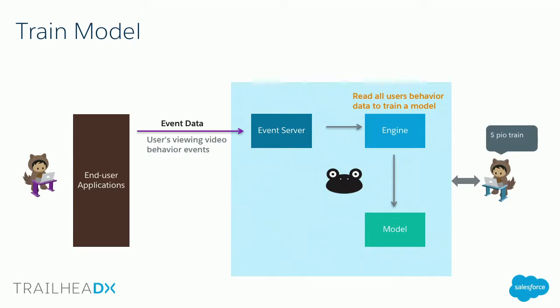Then the next step is you can create an engine. The engine basically reads all the data from the event server as training data, and then you pre-process it, generate features, and then fit it to the algorithm to train a model. This model training process can be triggered by a CLI command, pio train.